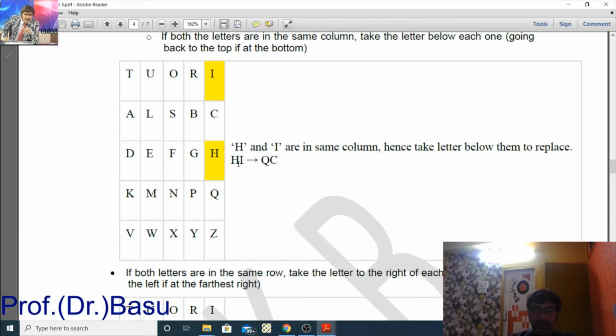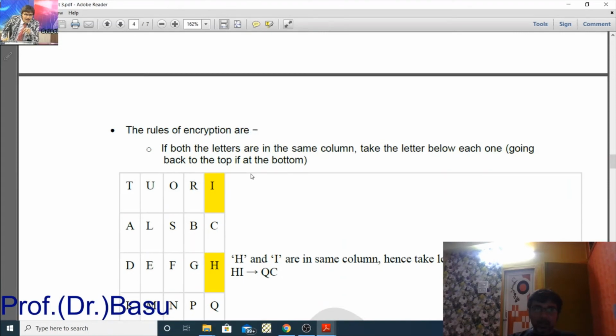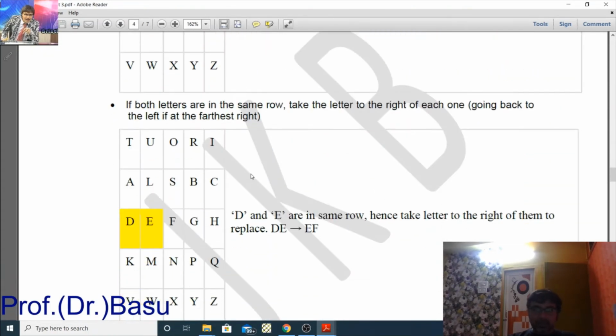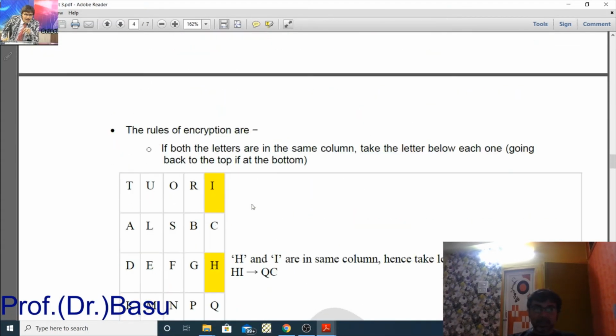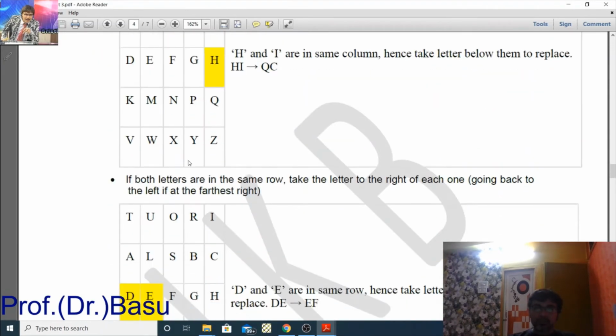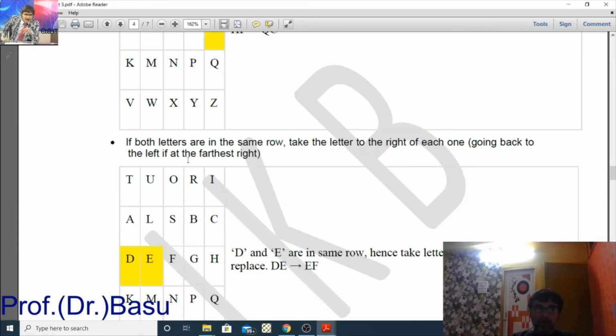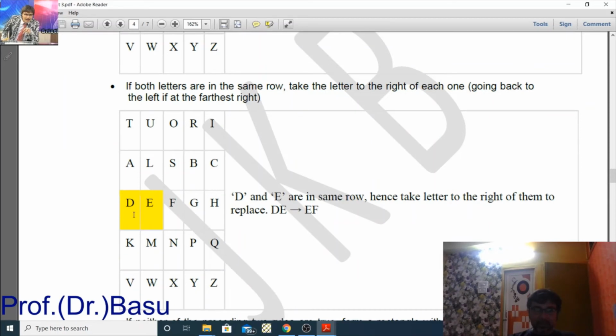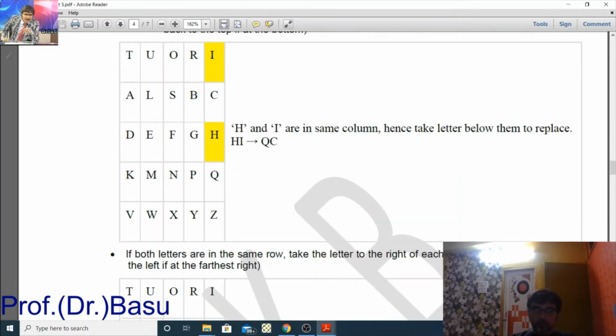So this way HI will be replaced by Q and C. Then the next pair is DE, from HIDE. How to replace? We first see where these pairs are placed in the key table. For DE, this rule will be applied if both letters are in the same row. Here, both letters are in the same column.